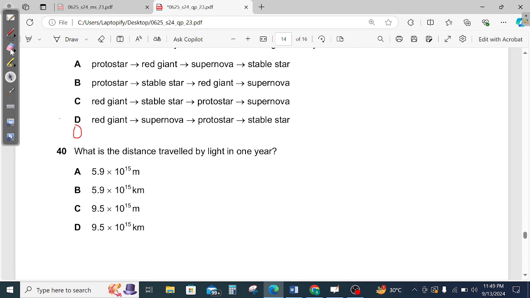So remember, it is a constant value. You have to remember it in your mind. It is C, 9.5 into 10 raised to the power 15 meter. Sometimes it is written in kilometer, so you have to remember kilo is not involved here.